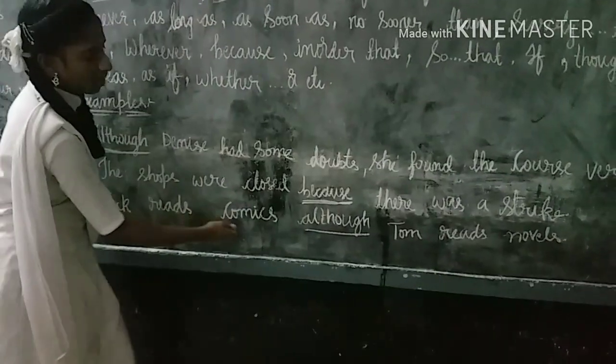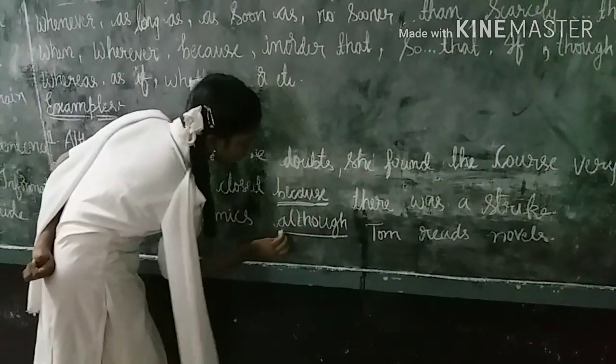Jack reads comics, although Tom reads novels. Here, although is a subordinate conjunction, so this is complex sentence.